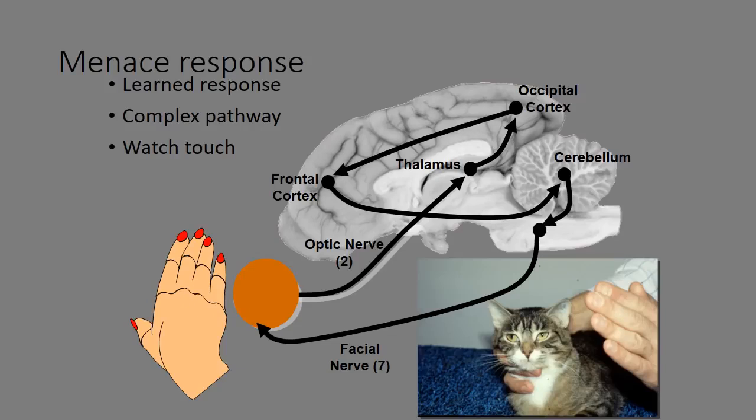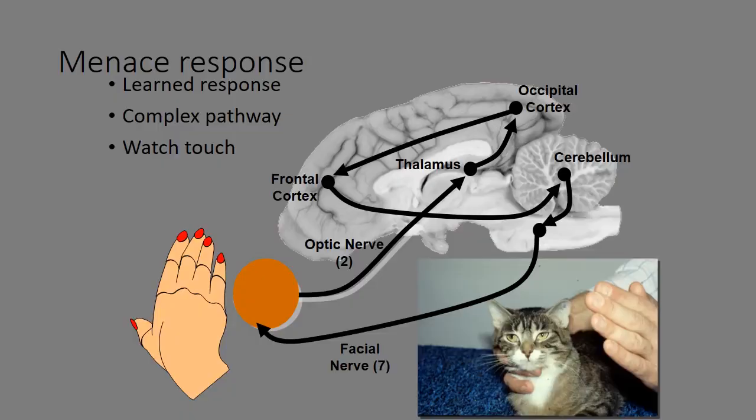So a lesion anywhere along this pathway can cause an absent menace, but the patient might not be blind if there is an absent menace. So we also check to see if the facial nerve is working as well, which is why it's so important to do a complete neurologic examination before making the localization.